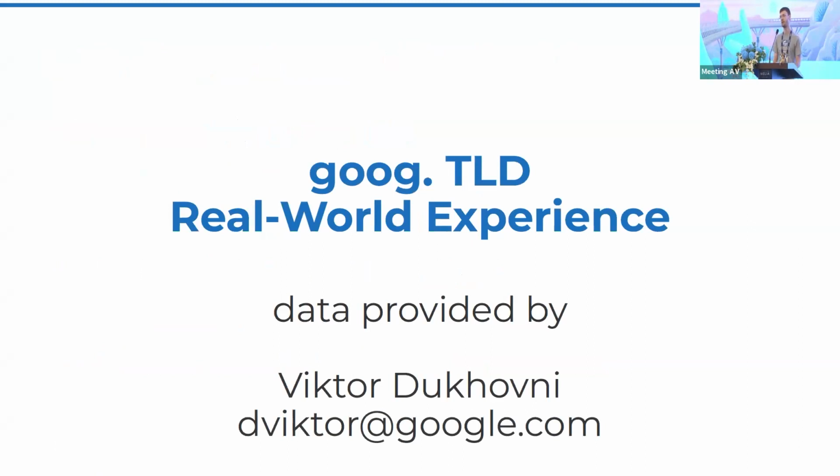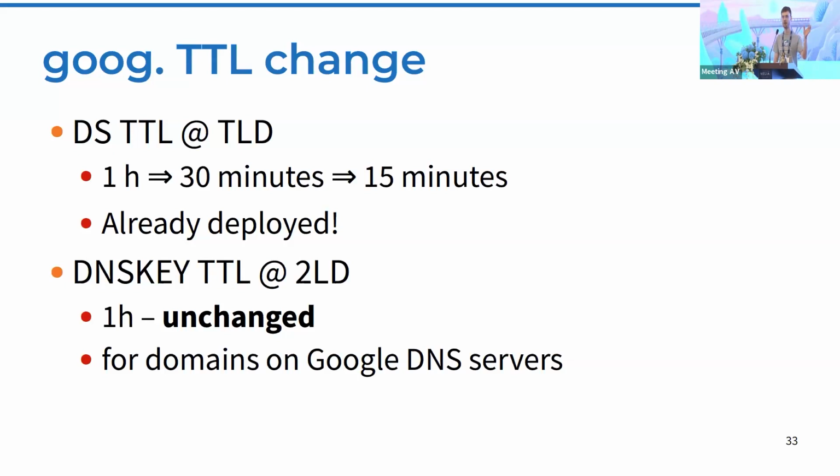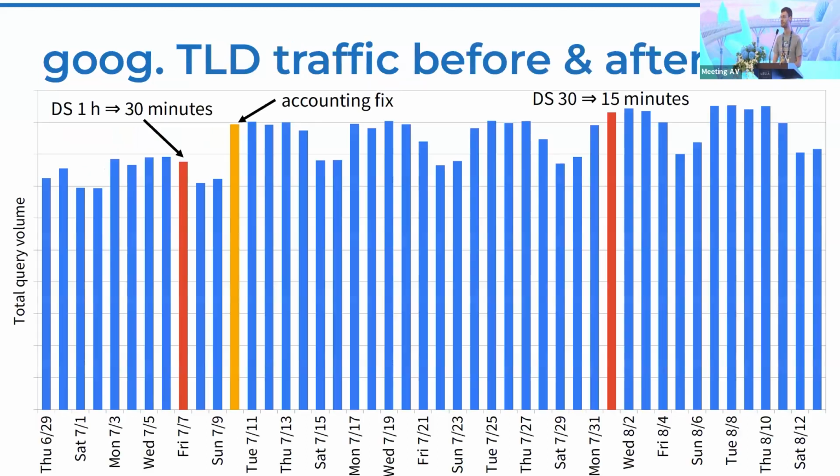And it turns out that the Google folks, headed by Viktor Duchovny, were lowering TTLs in their TLD called GOOC. They went from a 1 hour DS TTL to 15 minutes. And it's already deployed for 1 month, so we can have a look at what happened.